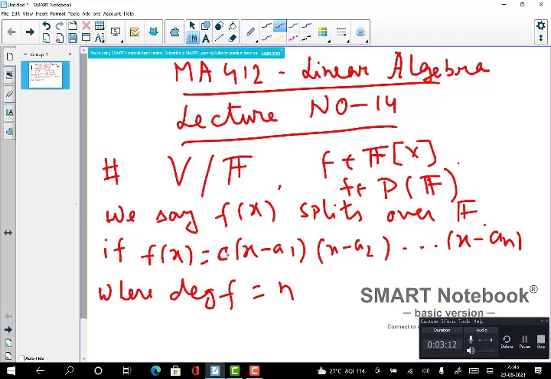So if you can write f(x) in terms of linear factors, linear meaning degree one polynomial factors, with some constant maybe, then we say that this polynomial f actually splits over the field. For example, x squared plus 1 does not split over R, but it does split over the field of complex numbers C. This is possible over C, but over R not possible.